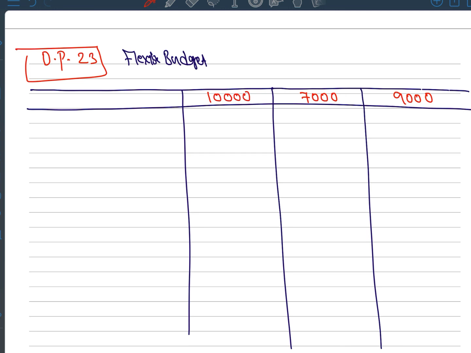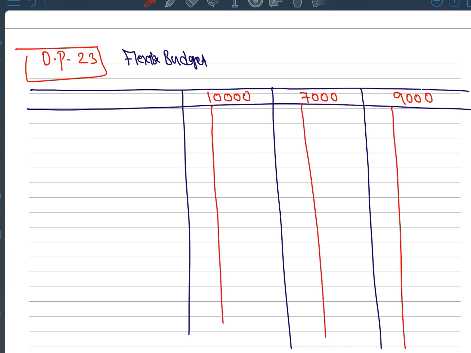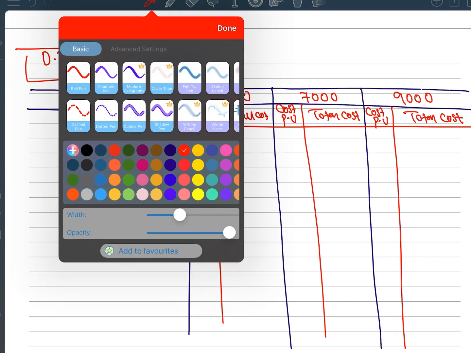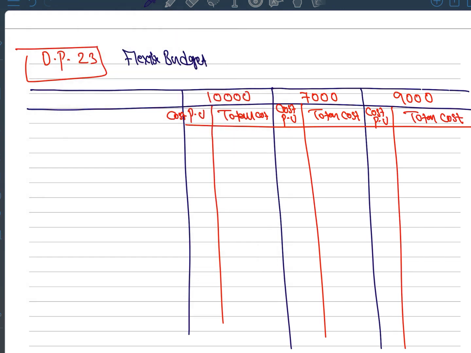That's why each unit column should be branched into 2, which means cost per unit, then total cost. Here cost per unit, then total cost. Here also cost per unit, then total cost. Okay, this is the status here.